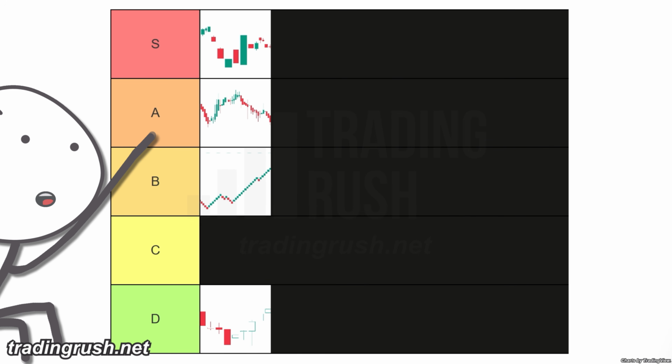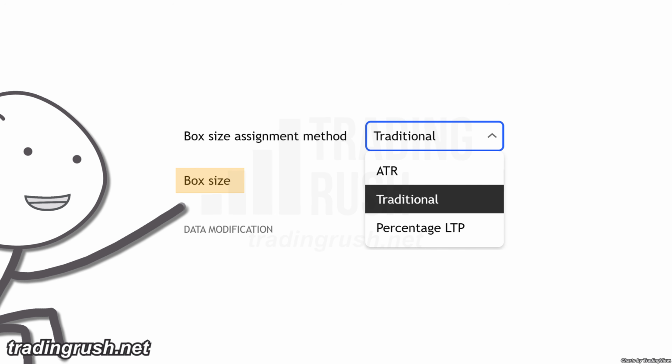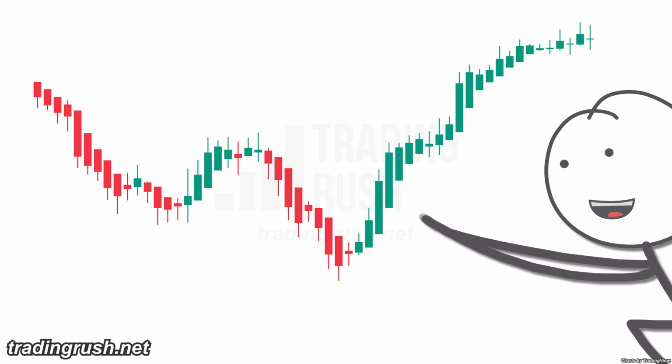I will put it in the A tier. It is slightly better than Renko because Renko requires you to set the bar size. Heikin Ashi doesn't require any setup.